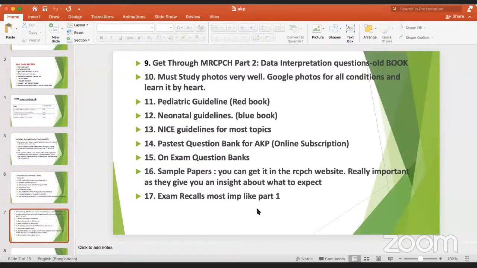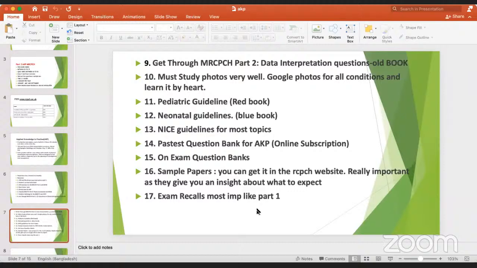Now, for photos, Dr. Tahir and I have collected thousands of pictures for MRCPCH, from top to bottom of your body. Like pictures will come for alopecia. In the eye, pictures will come for cataract, or any disease like buphthalmos or glaucoma. In the mouth, oral ulcer or angular cheilitis. In the neck, there may be a congenital cyst or cystic hygroma.